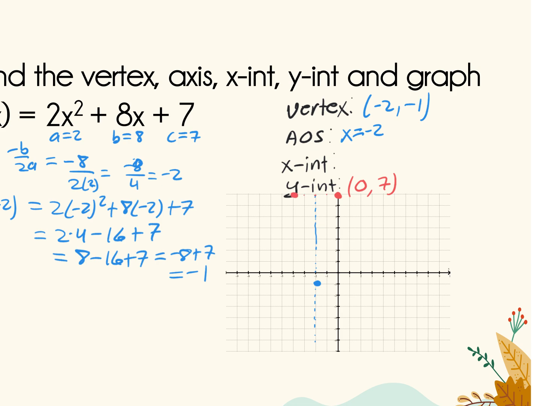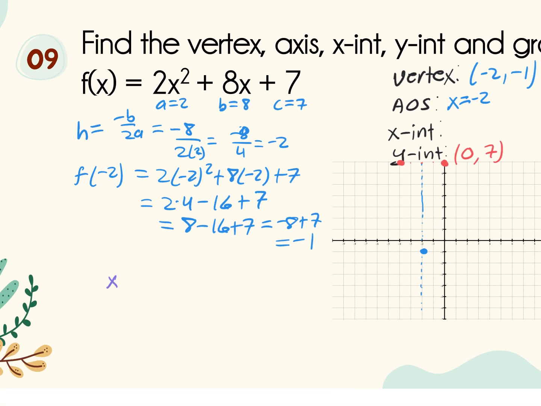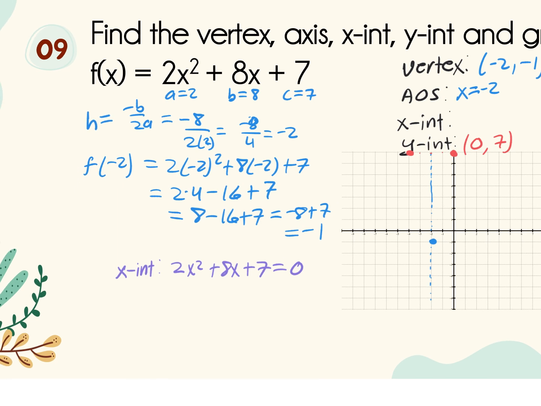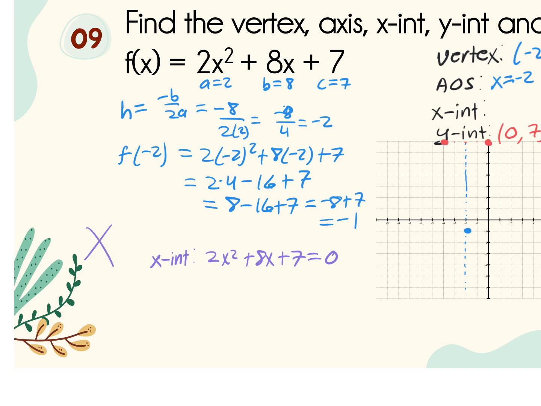All right, and now let's find our x-intercepts. So again, to find our x-intercepts, you're going to set your function equal to 0. So 2x squared plus 8x plus 7 equals 0. Let's try and factor this. There's something in front of the x squared. So remember, this is one where you want to try it by grouping, right? So we're going to do 2 times 7, which is 14. So we want factors of 14 that add to 8, right? Can we think of anything?